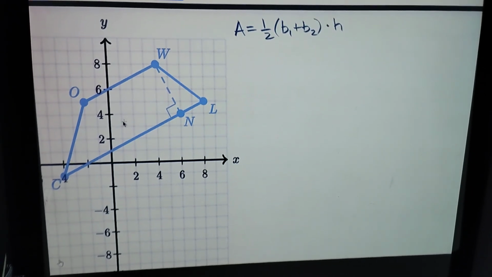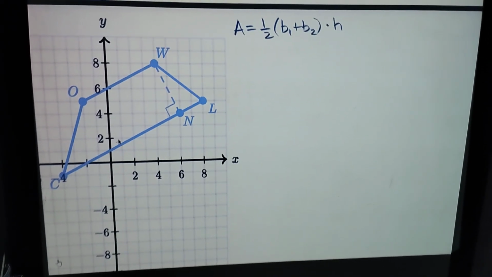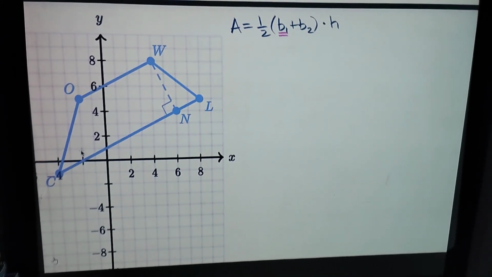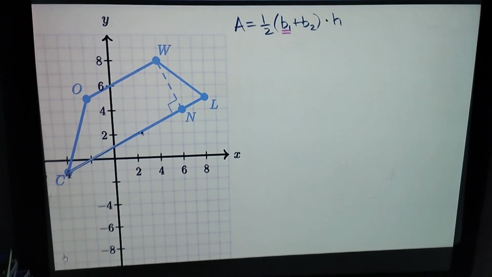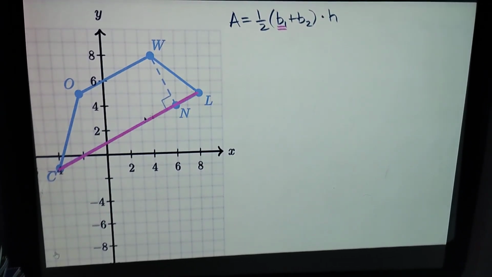And so what are our bases here? And what is going to be our height over here? Well, we could call base 1 segment CL. So it would be the length of segment CL right over here. I'll do that in magenta. That is going to be base 1.